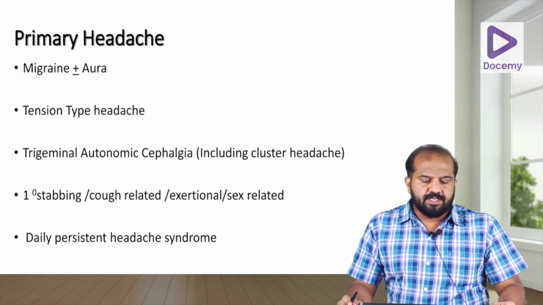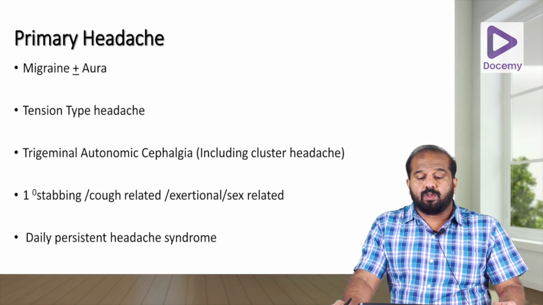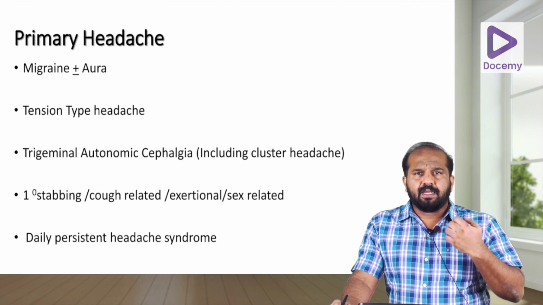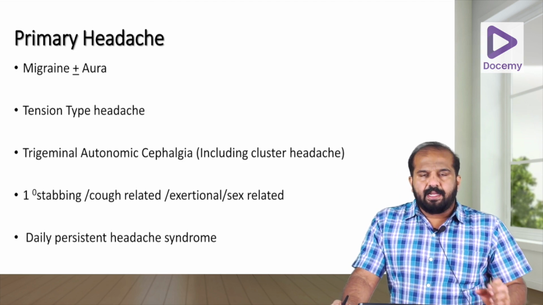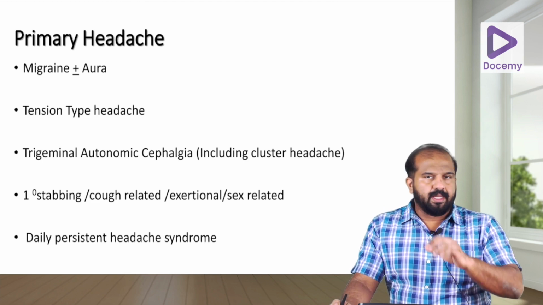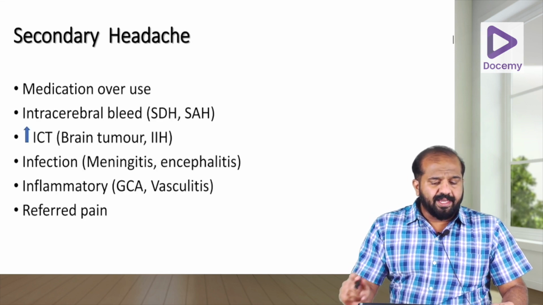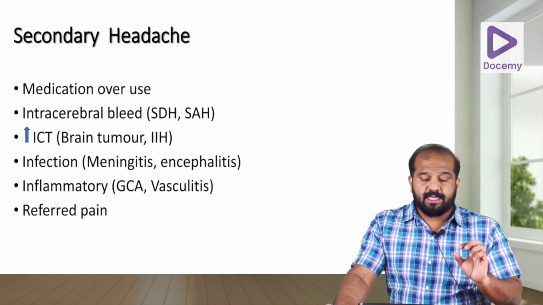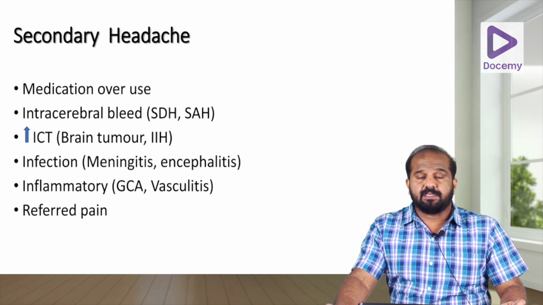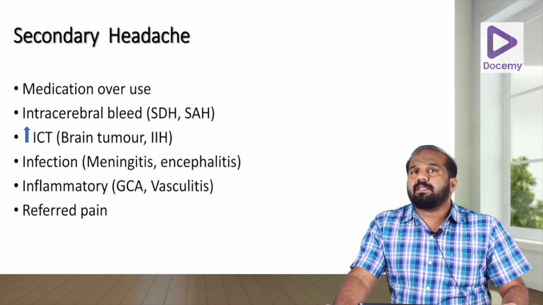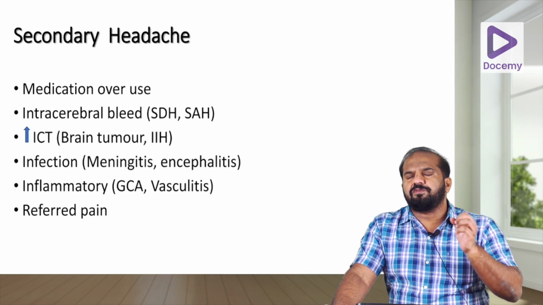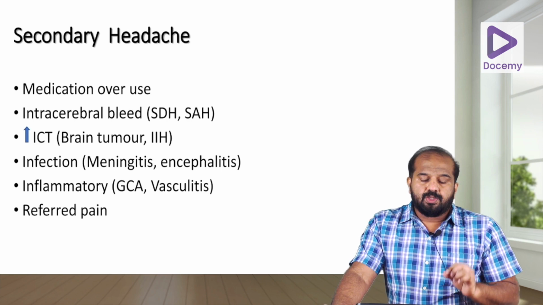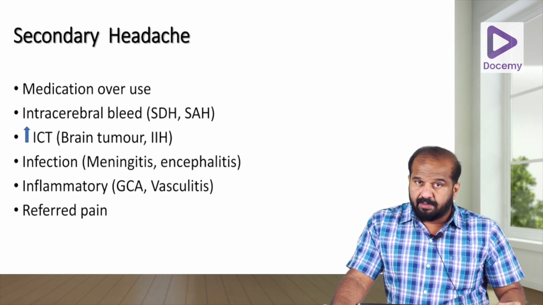Second is tension headache, then trigeminal autonomic cephalgias, including cluster headaches, primary stabbing, cough-related, exertional, sex-related headaches, and daily persistent headache syndrome. You have to learn these names by heart at least. Secondary headache types are medication overuse headache and intracerebral bleed, subdural hemorrhage and subarachnoid hemorrhage. A new onset thunderclap headache, the worst headache of the day, like something is breaking in my head, should always lead you to suspect subarachnoid hemorrhage.